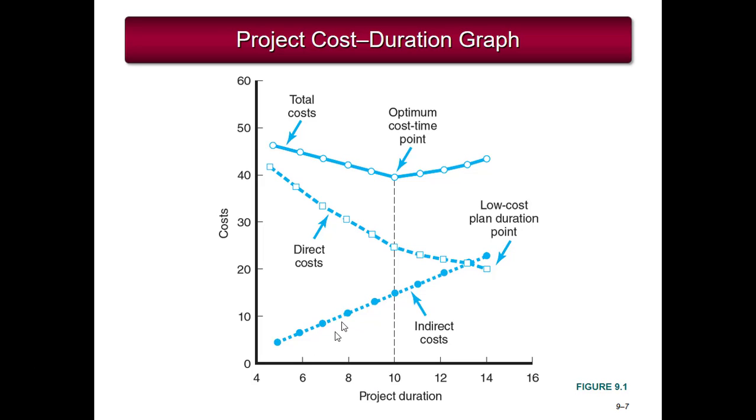The project cost duration graph. On the x-axis we have project duration in units of time, and then the cost on the y-axis in units of some dollar amount. So this chart shows the indirect cost of a project increase over time or as the duration increases, and the direct costs decrease. At some point there is an optimum cost time point, which is shown here as somewhat of an inflection point. So as you're doing your analysis, this is the optimum cost time point that you would want to look for when looking at the optimum project duration.